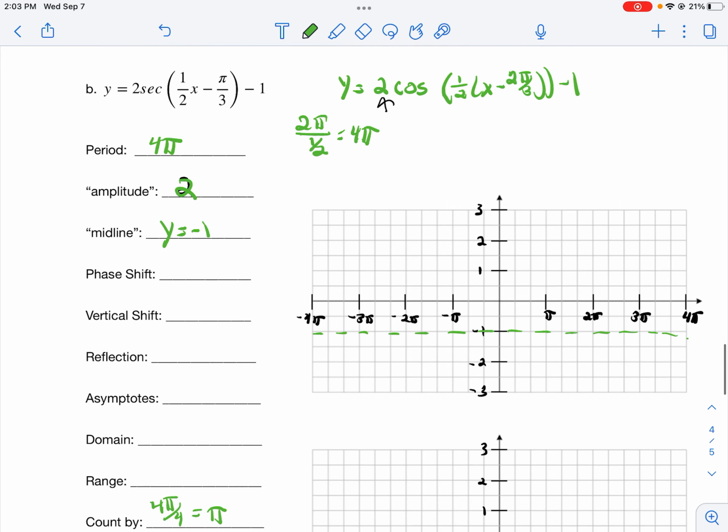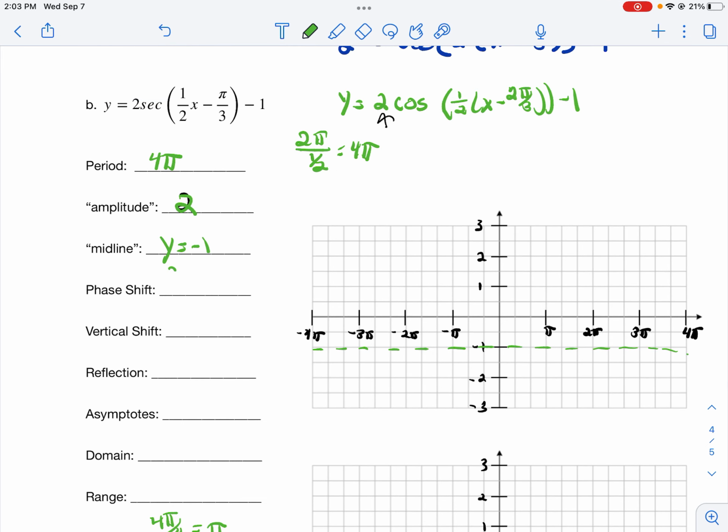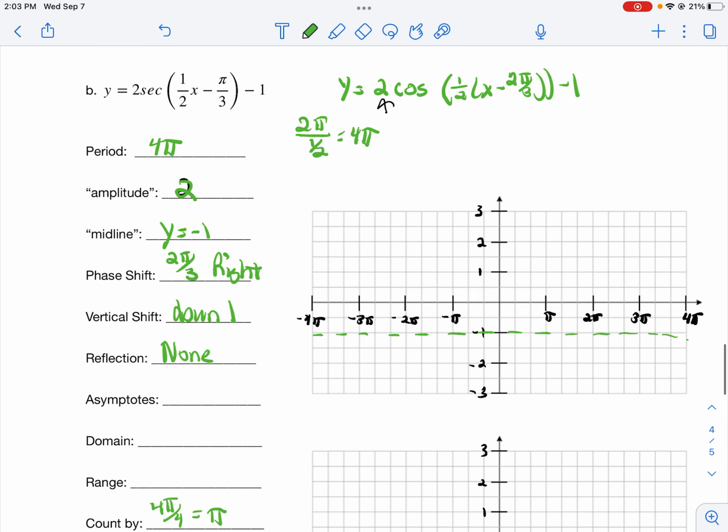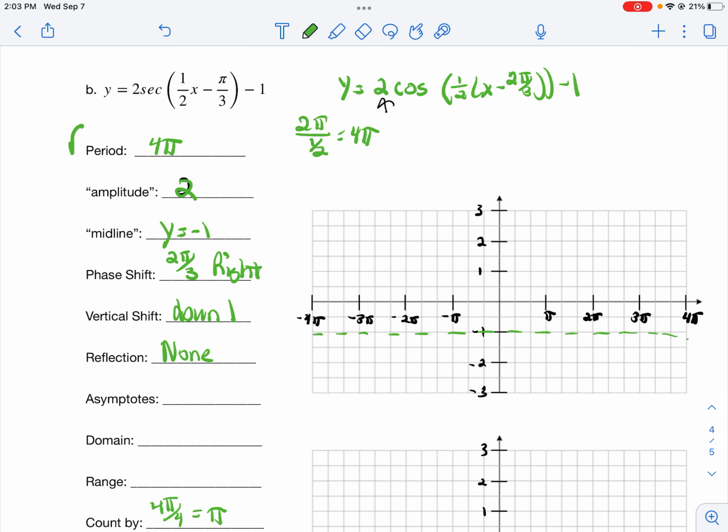Okay, let's see. Ooh, our phase shift is 2 pi over 3 to the right. Our vertical shift is down 1. There's no reflection. So, I've already dealt with period by changing my scale. I don't have a reflection, so I don't have to worry about that. I've already moved my midline down, so I've moved it down 1. So now I just need to do my amplitude and my phase shift.